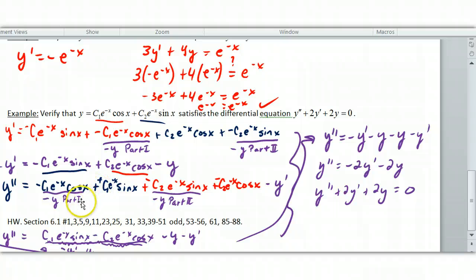Okay? Now, if you look at this, once again, this is the opposite of y, part 1, and this is the opposite of y, part 2. So I can just call this piece minus y. And then I have this minus y prime here. So I get minus y and minus y prime here. So this y prime, right there. Minus y, right there.